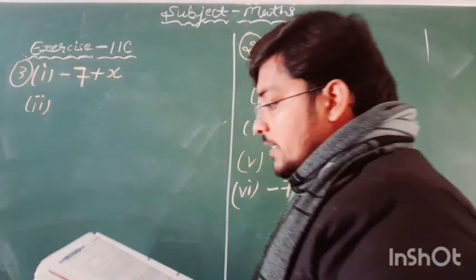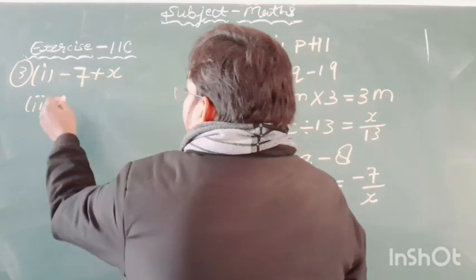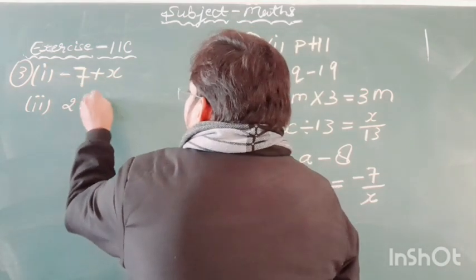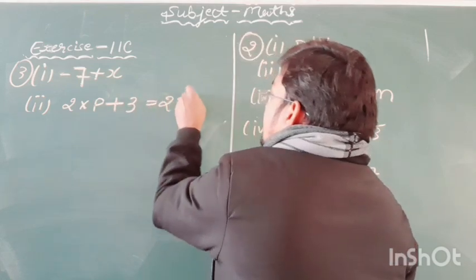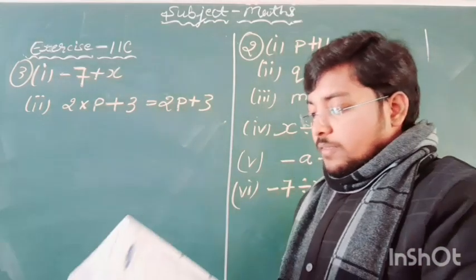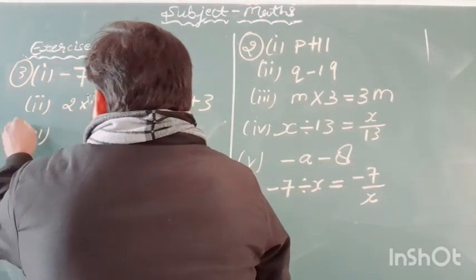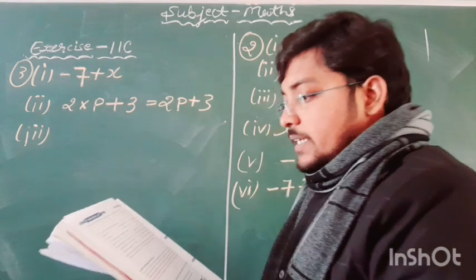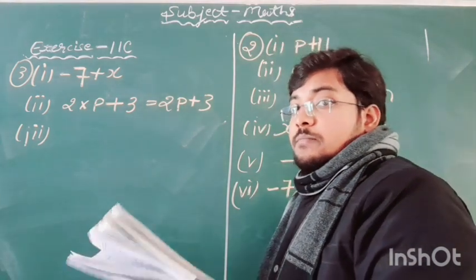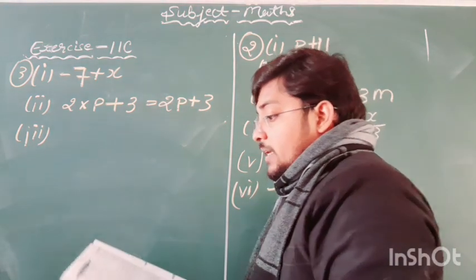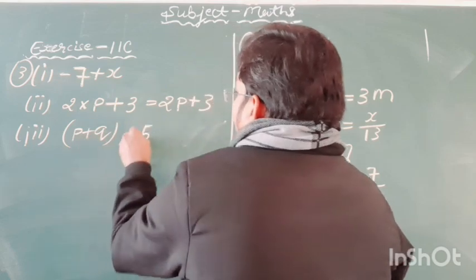Second is 3 added to 2 times of p. So first we write 2 times of p and add 3, which is 2p plus 3. Third is decrease the sum of p plus q by 5. Decrease the sum of p and q by 5 means first we write the sum of p and q and after that minus 5.